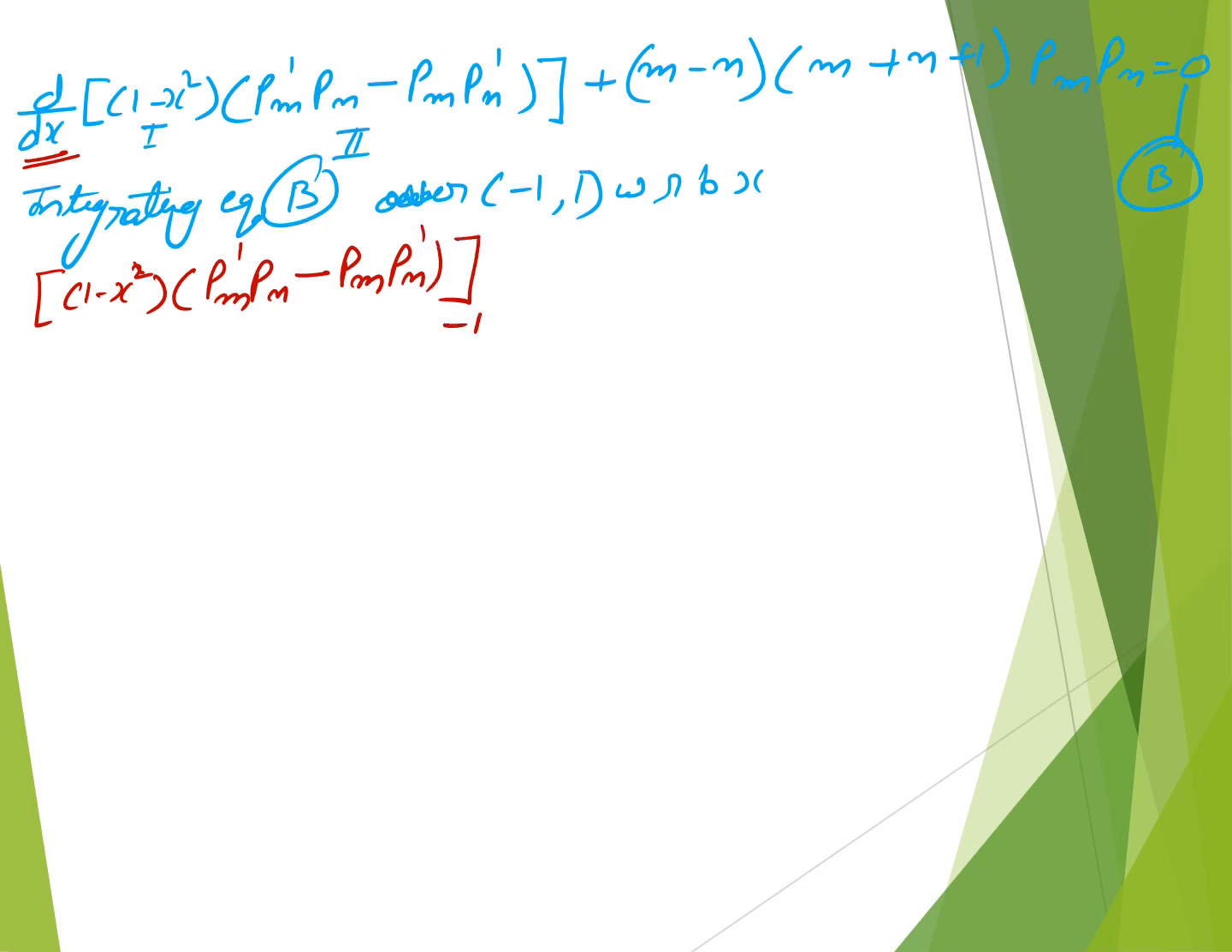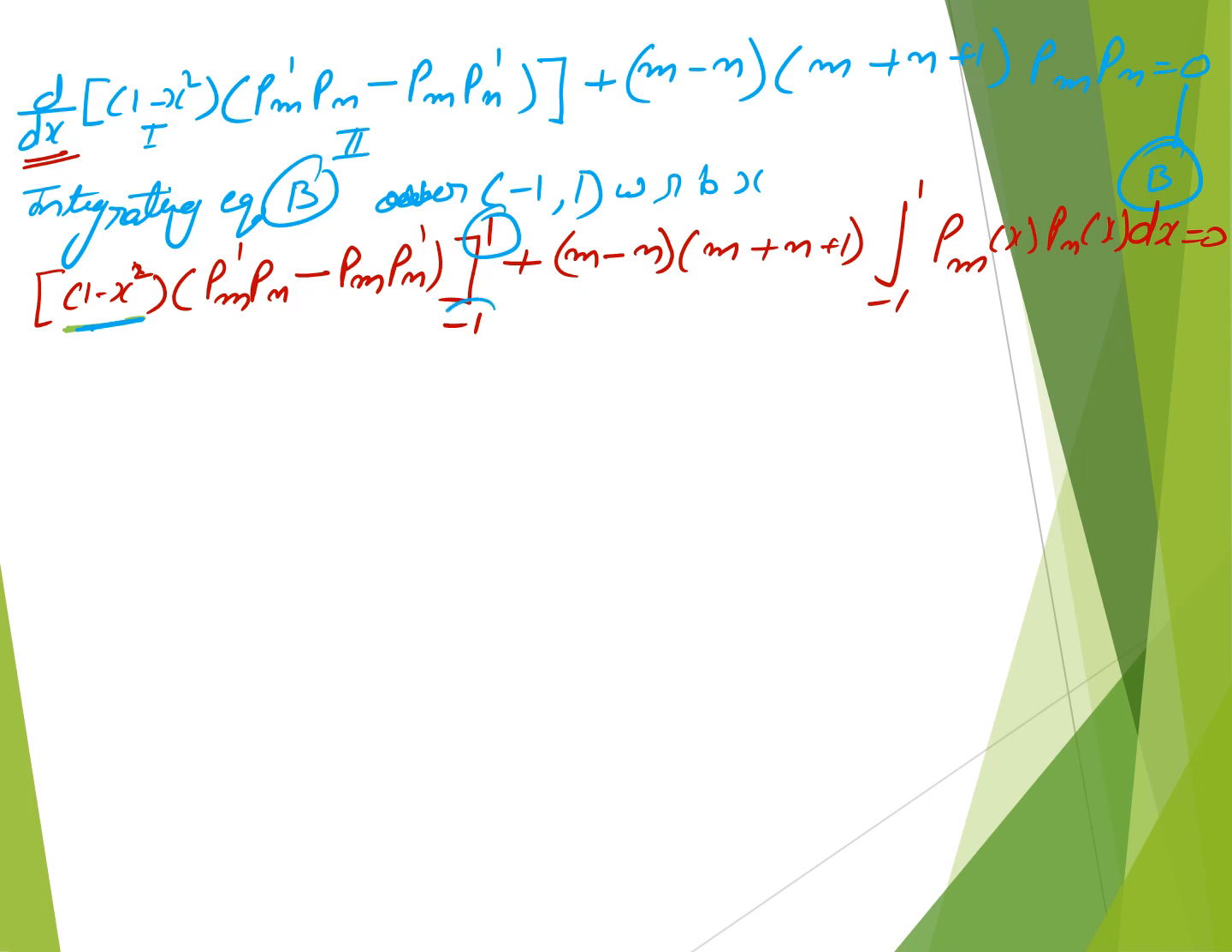For the limit minus 1 to plus 1, m minus n is treated as a constant. Similarly, m plus n plus 1 is a constant, and integration from minus 1 to plus 1 for Pm(x) and Pn(x) dx is equal to 0. For the first term, if we substitute the upper limit, either plus 1 or minus 1, we find that it is equal to 0. The first term is neglected. This will be equal to 0.